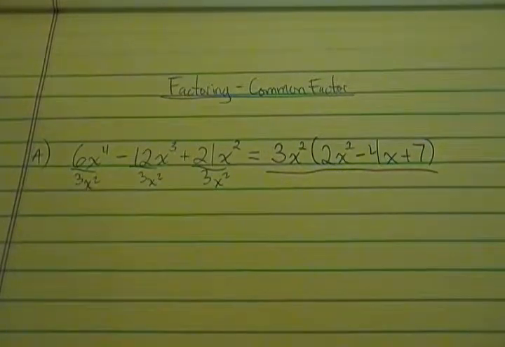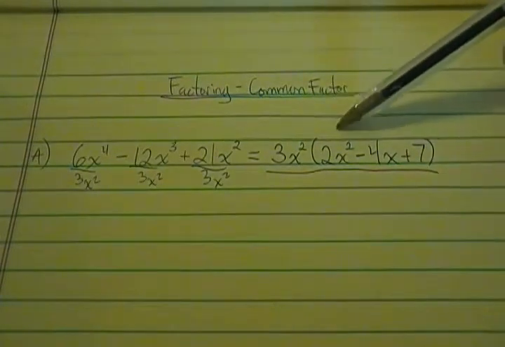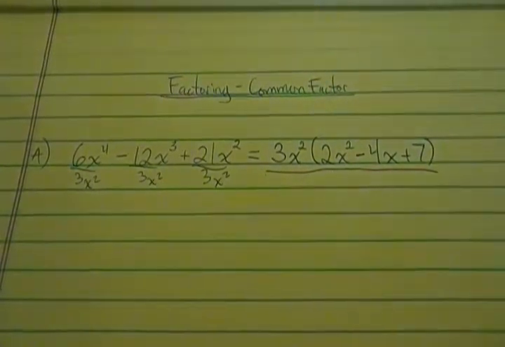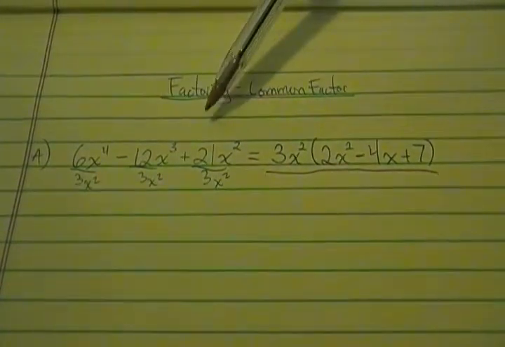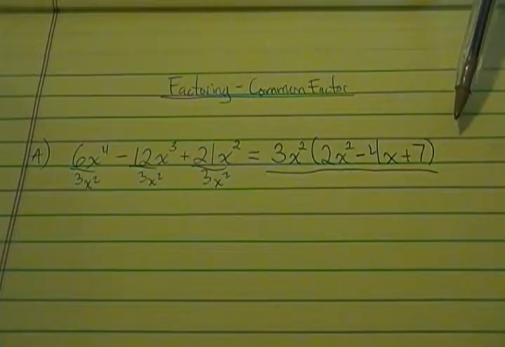All right, that's our factoring by finding a common factor. If you were to distribute this and multiply this 3x squared back into the parentheses, you should get exactly what you started with over here. So you can always do that as a way to double check after you get your answer. If you multiply that all the way back through, you should end up with the same thing.